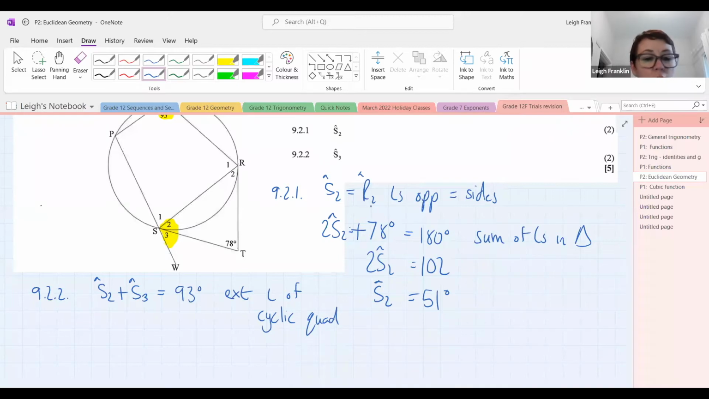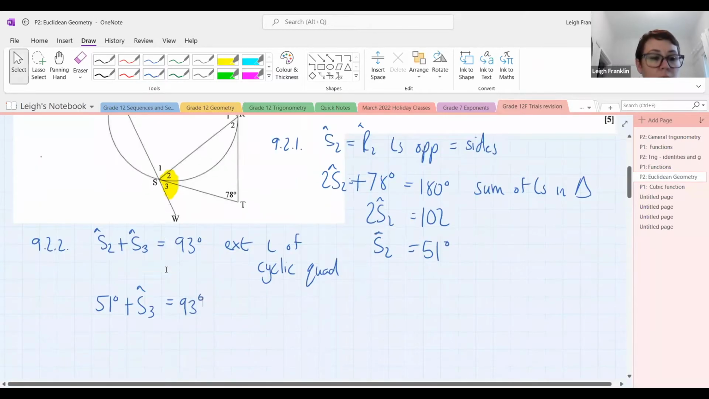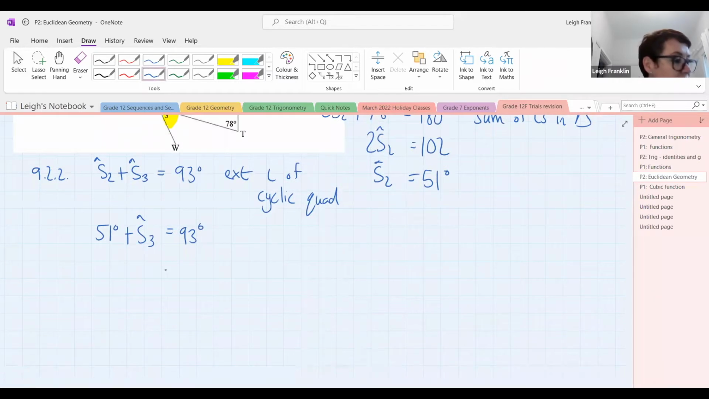Okay, but we already know that S2 is 51. So 51 plus S3 gives us 93. So that means that S3 is going to be equal to 42. Okay, everybody happy with that?